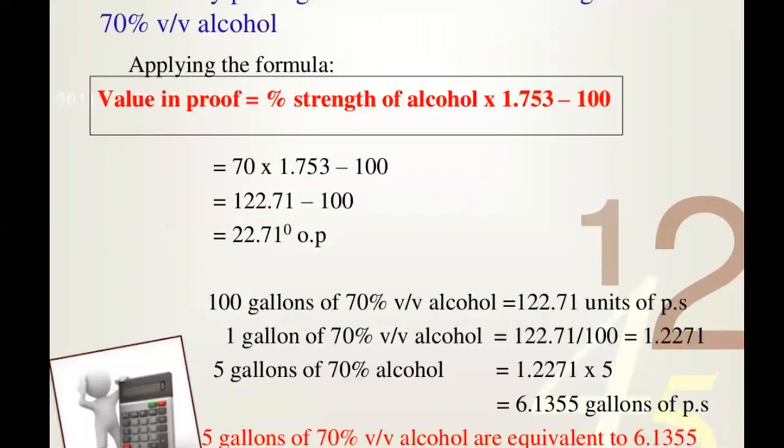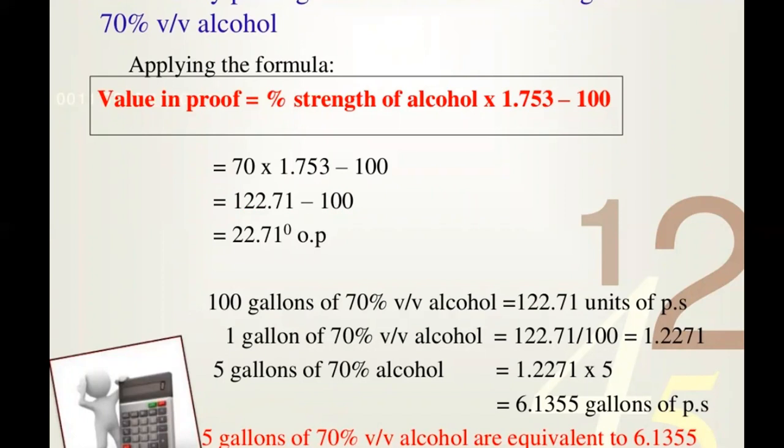Next one, 70% volume by volume alcohol. You see 70 into 1.753 minus 100, then we will get 22.71. 22.71 means overproof. So now we have to convert this into gallons. Sometimes the problem may come in gallons, so that is why we have to convert it into gallons. So 100 gallons of 70% alcohol is 122.71 units. That is given in the problem.